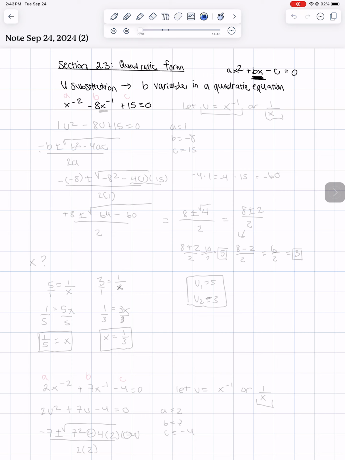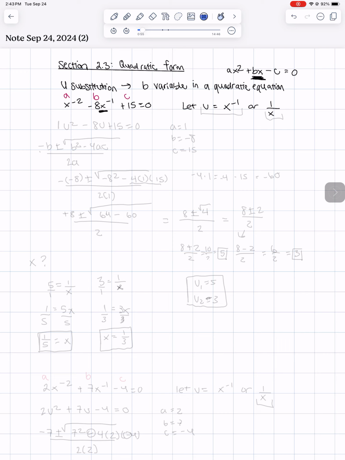So what do I do first? Well, I tend to always label my A, B, and C. And then I'll find what I'm going to substitute. So we're going to say let u equal x to the minus 1. So that's our B position. Or we can write it as 1 over x. So x to the minus 1 is also 1 over x.